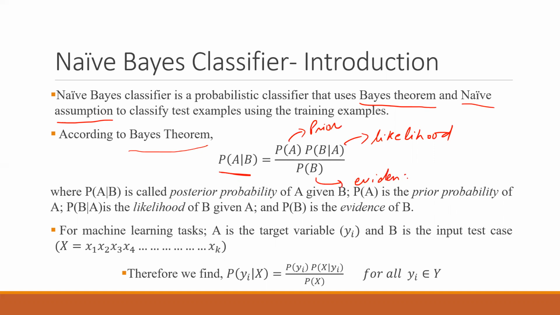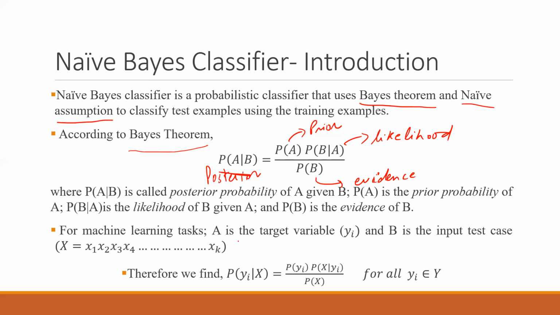Generally, this is not used in programming because P of B does not help much. We will be looking into why it does not help. But for now, the formula is P of A given B equals P of A into P of B given A upon P of B, where P of A given B is my posterior probability. Posterior equals prior probability multiplied by likelihood divided by evidence.